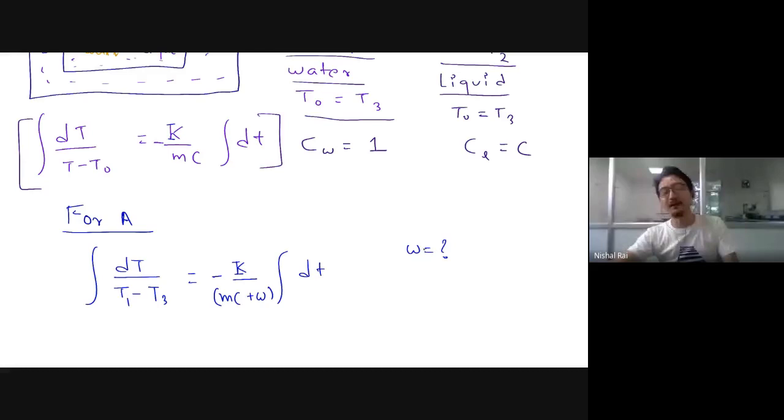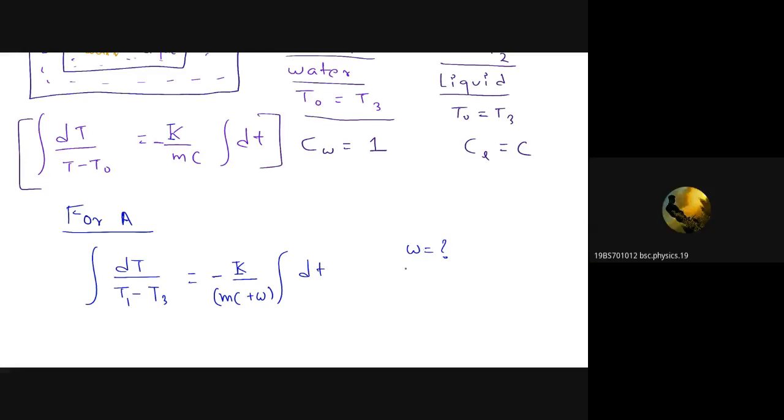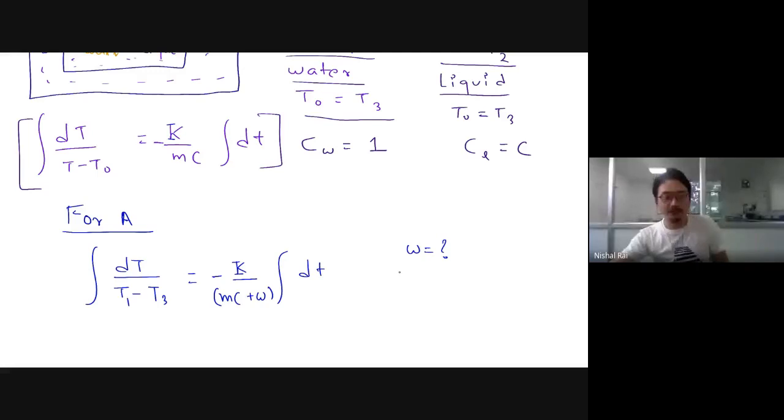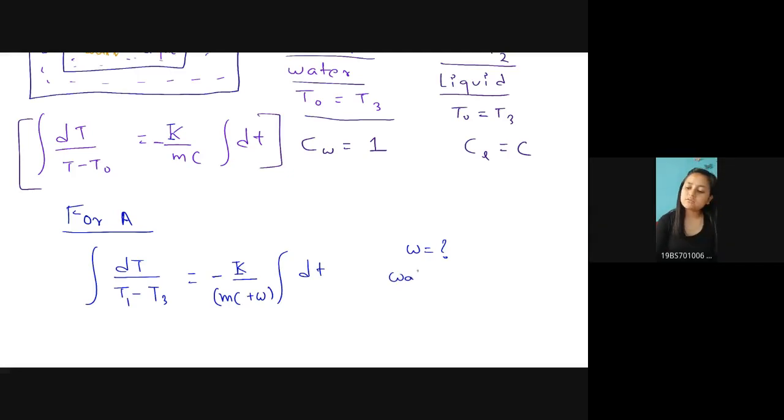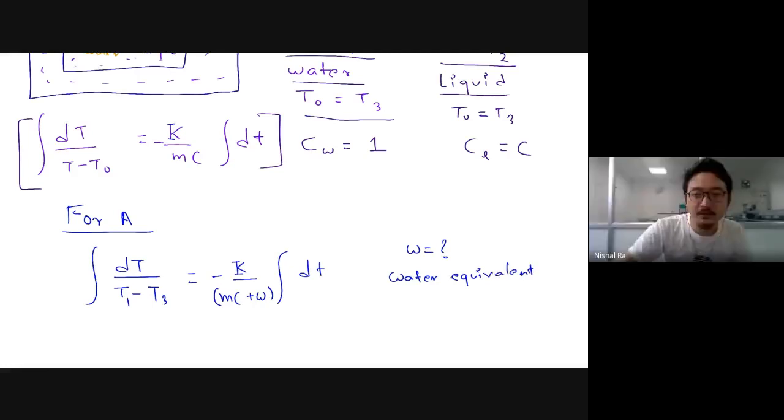Previously what have we done? Specific heat, thermal capacity, and equivalent. Yeah, Rita was correct. What was that, Rita? Water equivalent. You remember? Water equivalent, do you remember? So actually why have we added that? Do you have any idea?